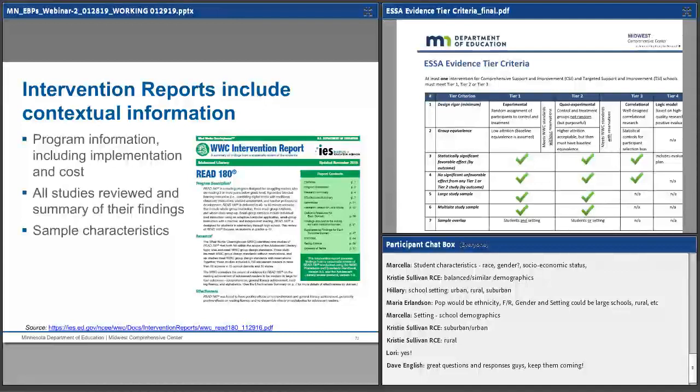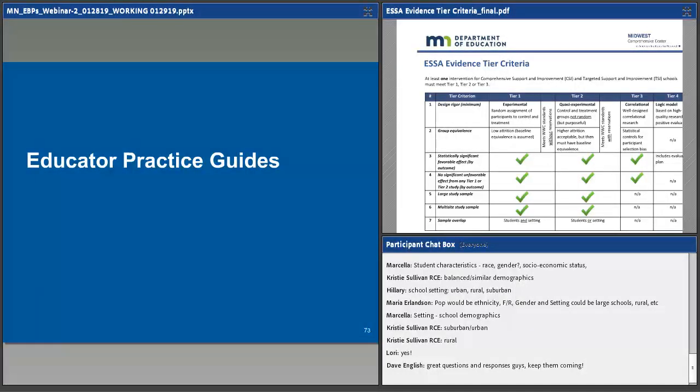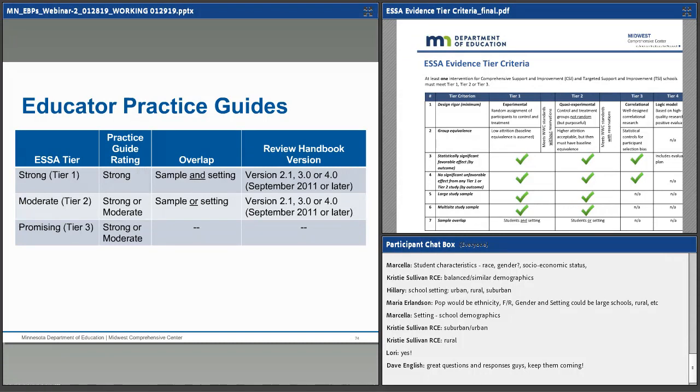One other thing I wanted to point out is that there are intervention reports in the Works Clearinghouse. There's another tab next to the sample characteristics tabs that discuss intervention reports. And the importance of these is that they have contextual information that goes beyond just evidence level and the criteria for ESSA, right? They're going to have program information like implementation and cost, et cetera. In the first presentation, we discussed the importance of going beyond the evidence criteria, and this intervention report is going to have additional information for you.